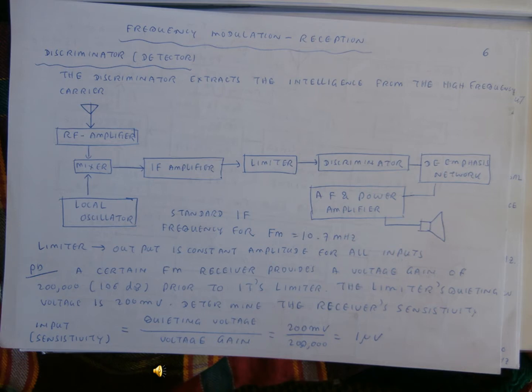Determine the receiver sensitivity. So now we calculate with the equation: input sensitivity equals the quieting voltage divided by the voltage gain. So it is equal to 200 millivolts divided by 200,000. So you get 1 microvolt.